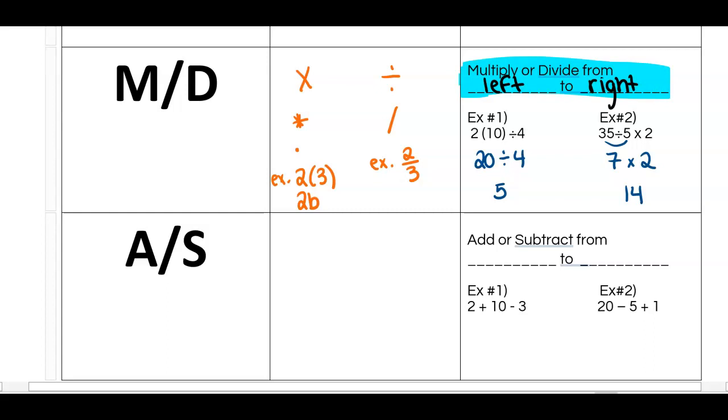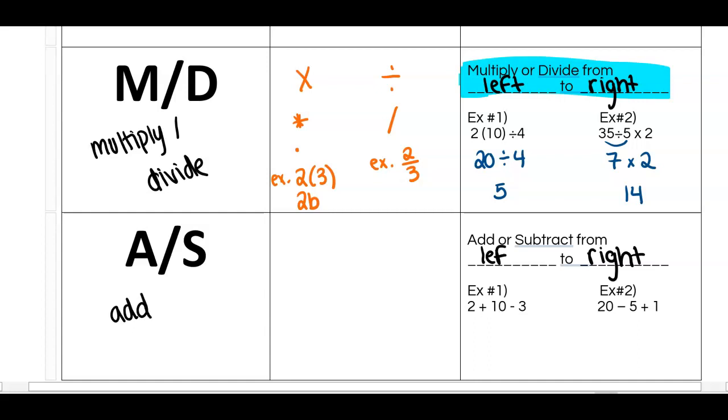And actually adding and subtracting works exactly the same. You also move from left to right. Because addition and subtraction are essentially the same thing. One, you're just going in one direction, getting bigger. One, you're getting smaller, but they're the same idea. So this was multiply and divide. This was add and subtract.